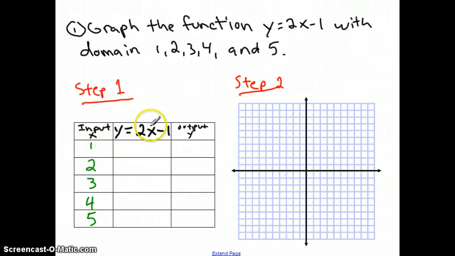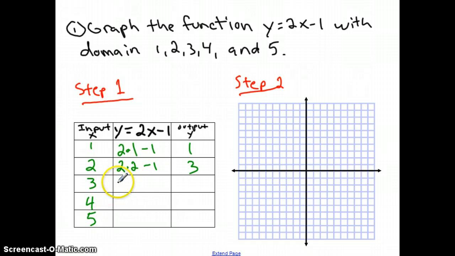So when x is 1, if we plug it in here, we're going to have 2 times 1 minus 1. Well, 2 times 1 is 2. 2 minus 1 is 1. So when we have an input of 1, the output is 1. When x is 2, we have 2 times 2 minus 1. Well, 2 times 2 is 4. 4 minus 1 is 3.